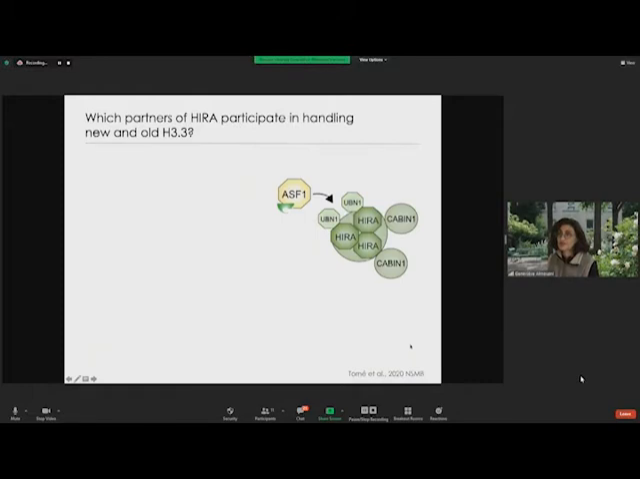So then the question is, which partner of HIRA participates in handling new and old H3.3? Is it simply the reverse of the new deposition? As I mentioned, for the new deposition, it's this complex that does it. We know the different components in quite some detail, thanks to the work of many people, including in particular our colleagues in Japan, Toshio Senda, who found the trimerization of the HIRA complex as well.